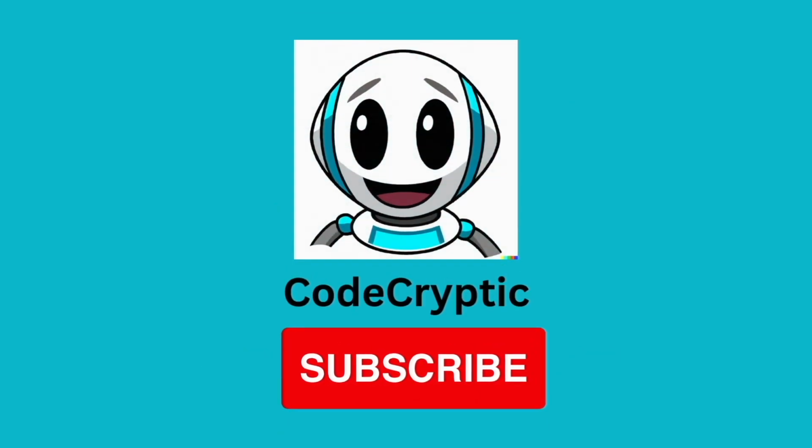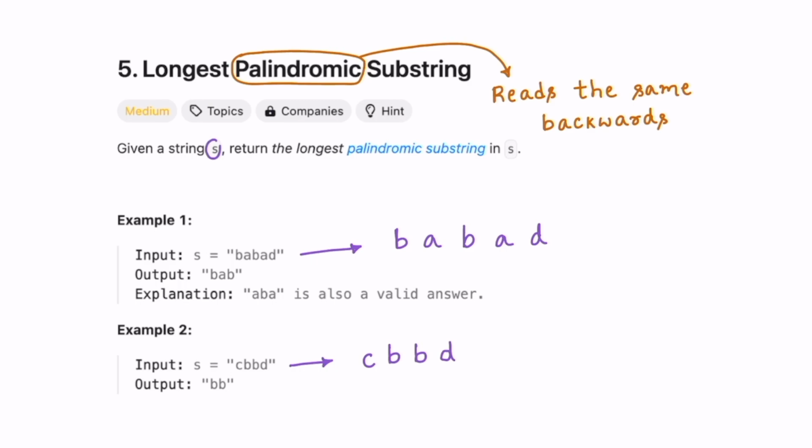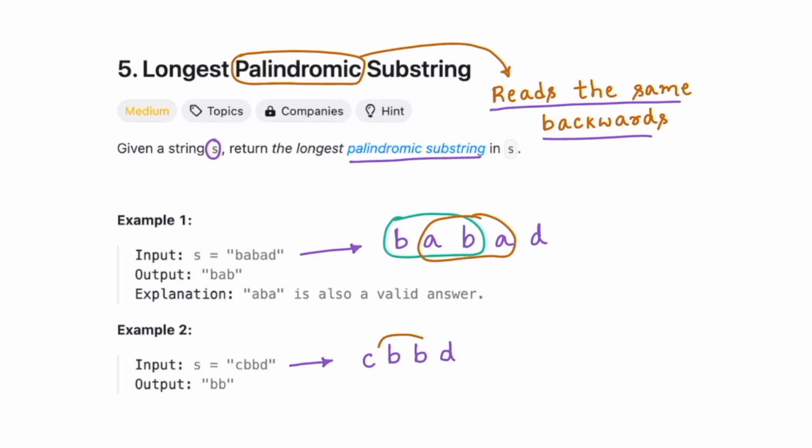Let's get started. Given a string S, return the longest palindromic substring in S. A palindrome is something that reads the same backwards. In example 1, the longest palindrome is either PAB or ABA. We can return either of them. In the second example, the longest palindrome is BB.